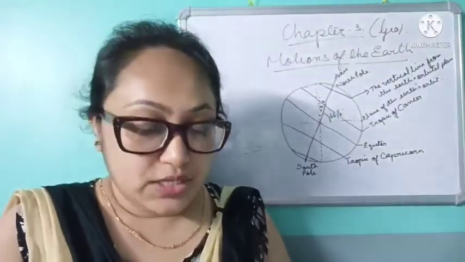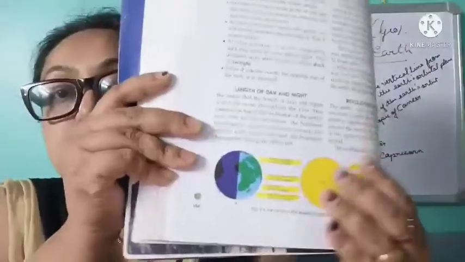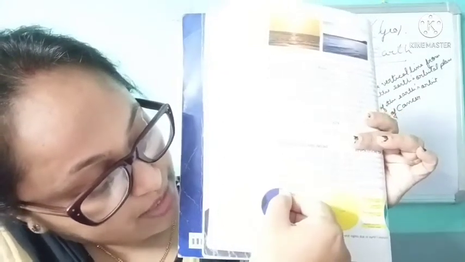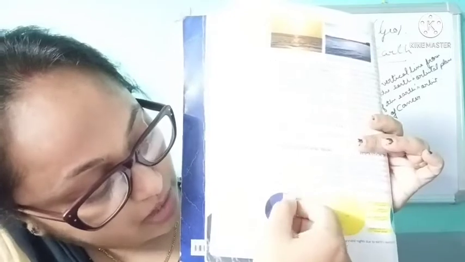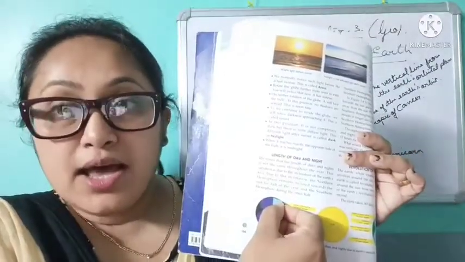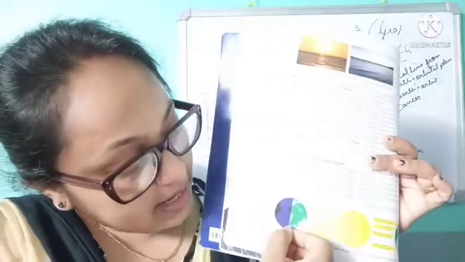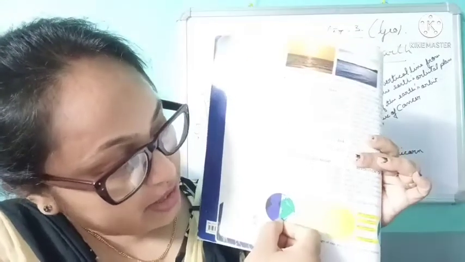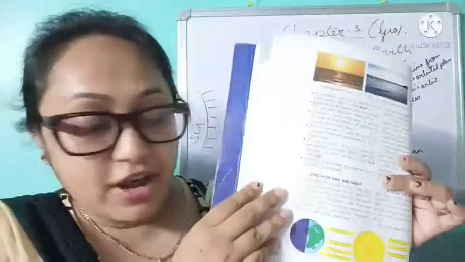So this is the diagram. Suppose this is the sun. This is the northern hemisphere, and this is the southern hemisphere. This is the circle of illumination and this is the inclination of the Earth's axis. This is the northern hemisphere. So only this portion has sunlight throughout the half year, and the southern hemisphere during the other half.